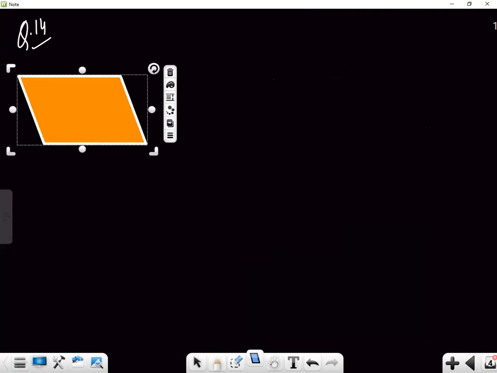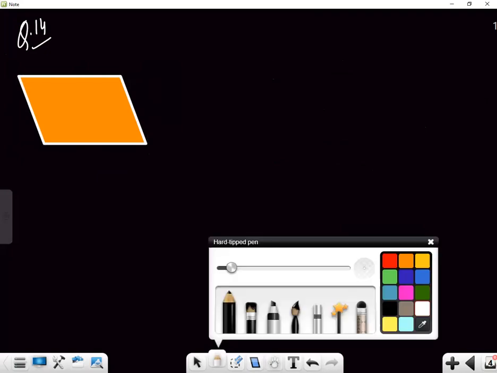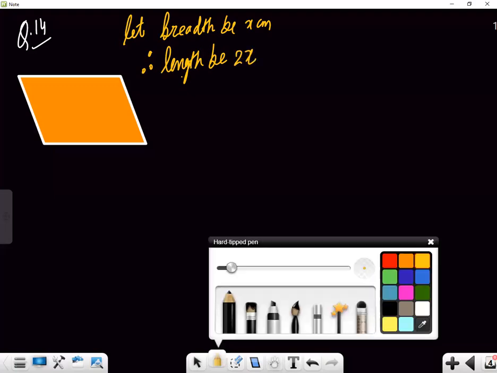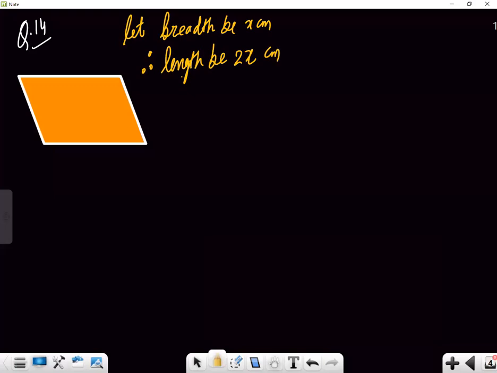Okay, so as per the question, according to the question, what is given here? The length of one side of a parallelogram is twice the length of the other side. So let breadth be x centimeter, therefore length will be, according to the question, twice, 2x, because one side is double the other, so 2x centimeter.